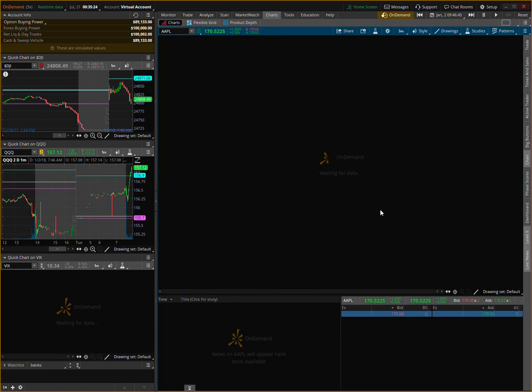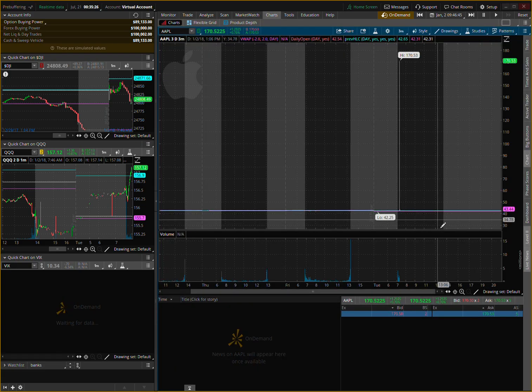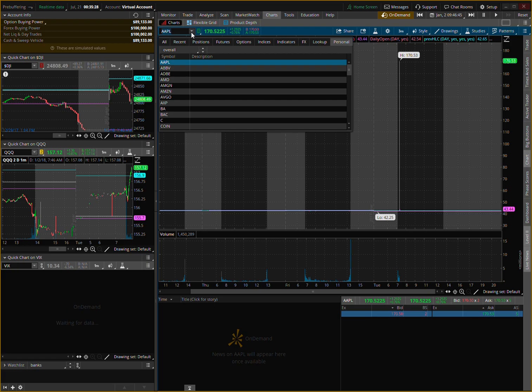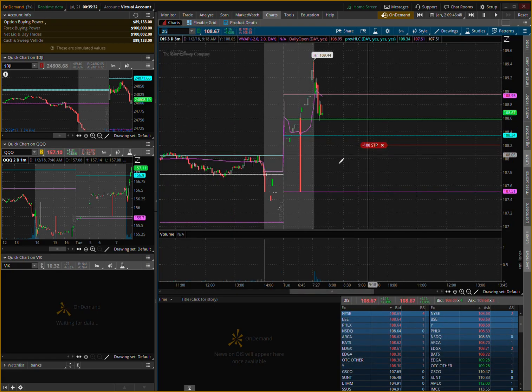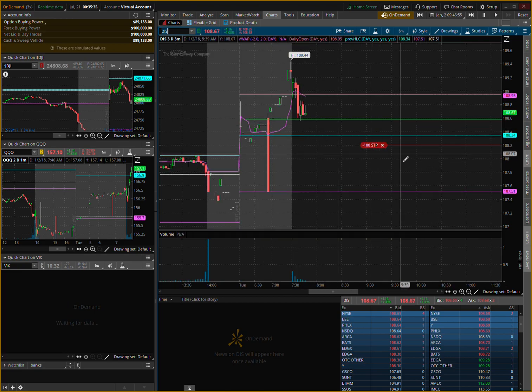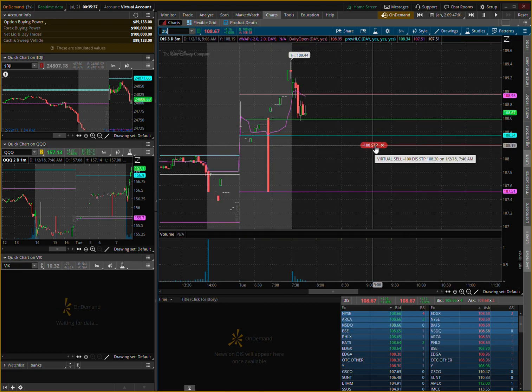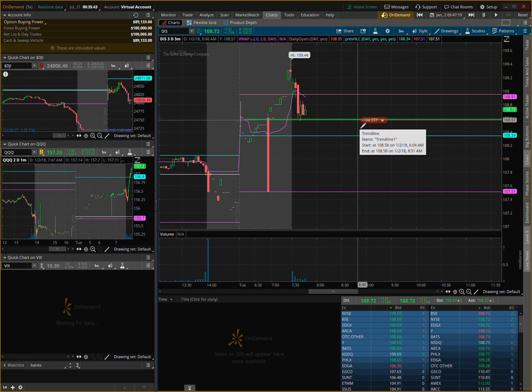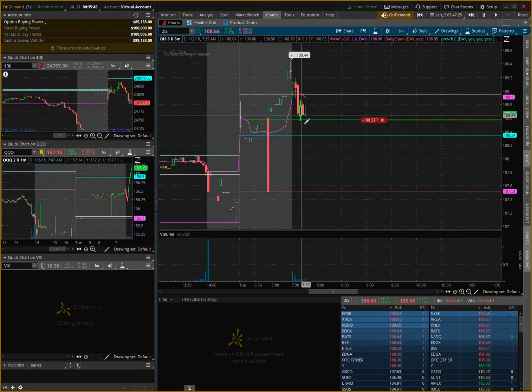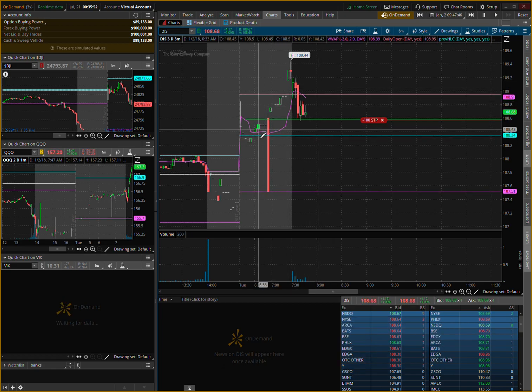Now, when I look at the chart, let's go to Disney. So here we go. So that's actually too low. So let's go up here, right there. Okay. My stop loss is right here because I know that if it falls below here, it has a potential to drop far more based on this trade that I made.